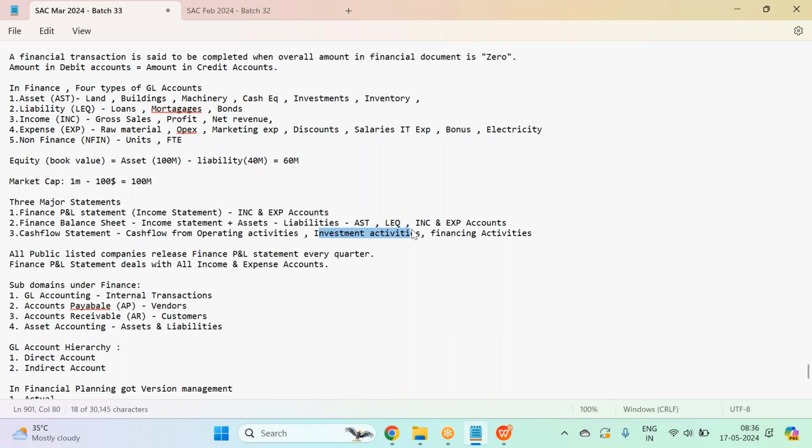Cash flow from investment activities means if you make any investments in any companies, how much amount we are generating from those investments. That you see in cash flow from investment activities. In cash flow from financing activities, you see how much dividends the company pays. The profits will be paid as dividends to the stakeholders, right? How much dividends we are paying is all seen in the cash flow from financing activities. These are the three major financial statements you see in any organization.